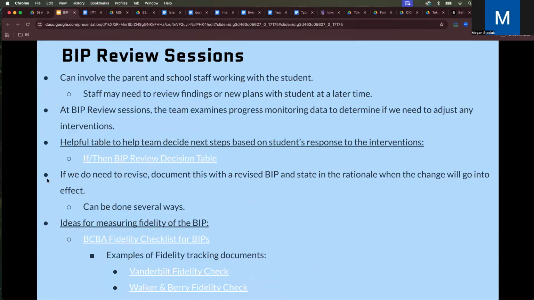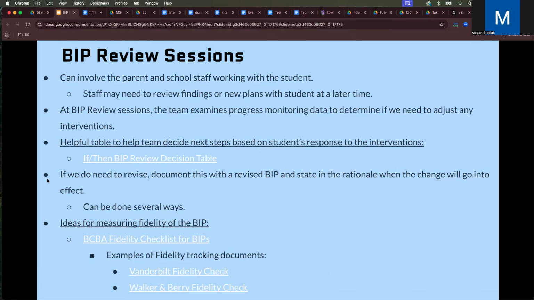Now, if we do need to revise our BIP or make any changes, always state that in the rationale and somehow save that plan. Whether you're doing a completely new one, make sure the old one is saved, or if you're editing in the document itself, just make sure you know what day these revisions are going into effect and that it's documented somewhere. And that can be done several ways that you will have to talk to your school district about.